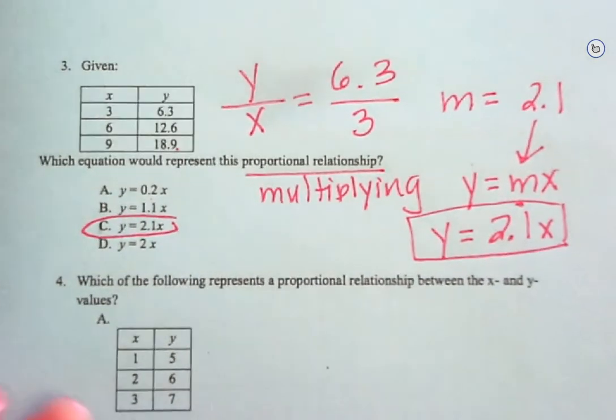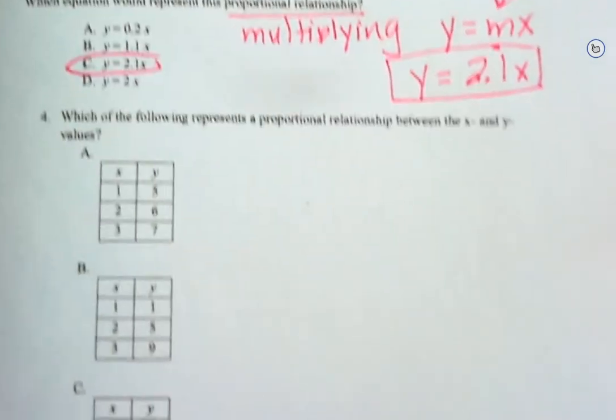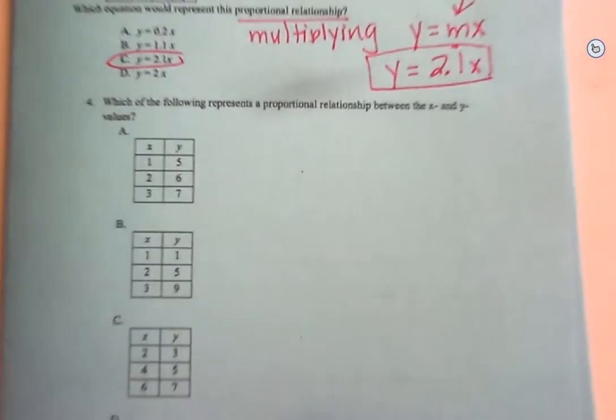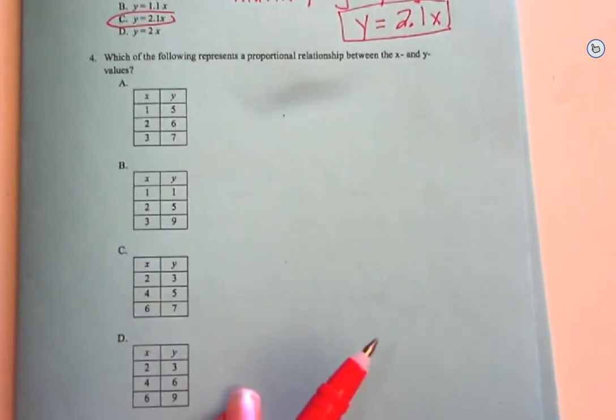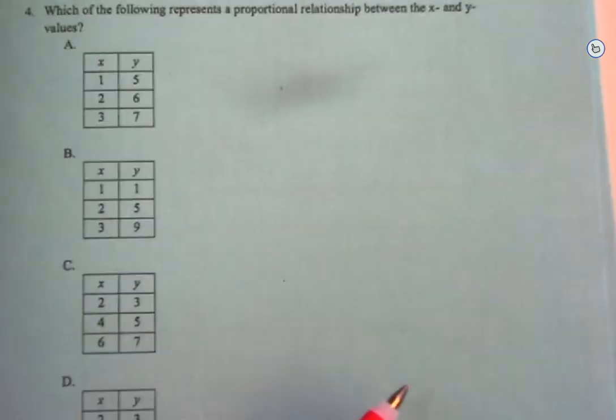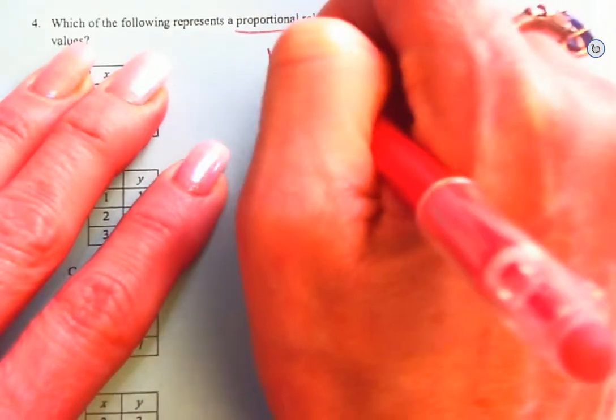All right, number 4, we're looking for proportional relationships, just like we did in class today when we were sorting our cards. Let me make this a little bigger. Proportional means we're multiplying. Write that on your paper.